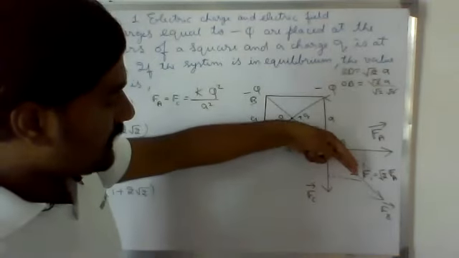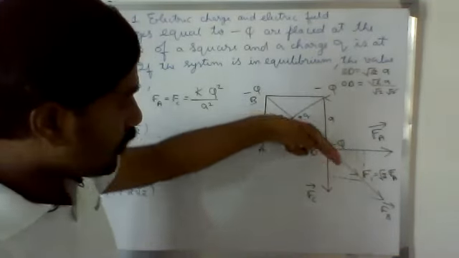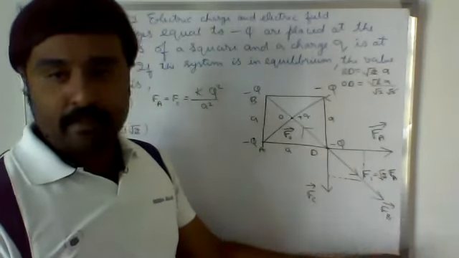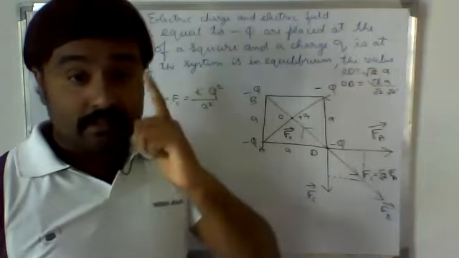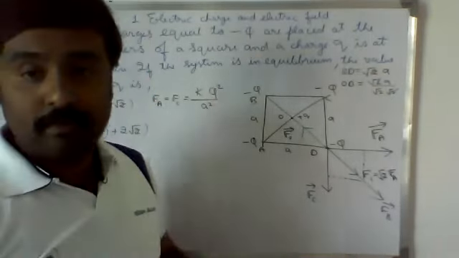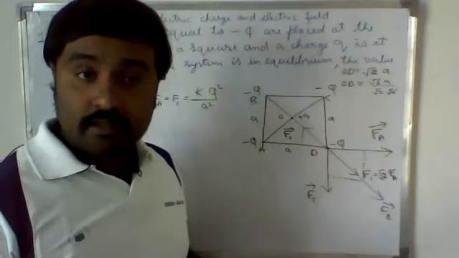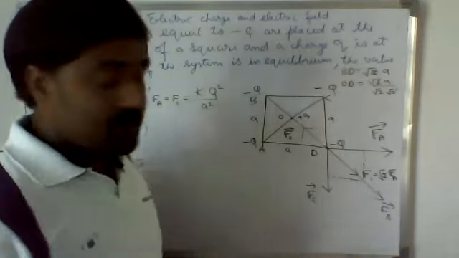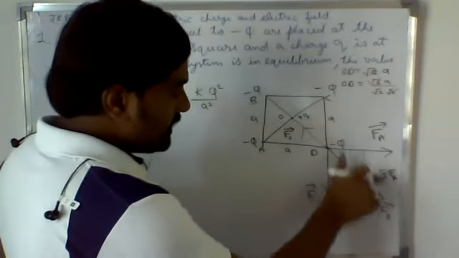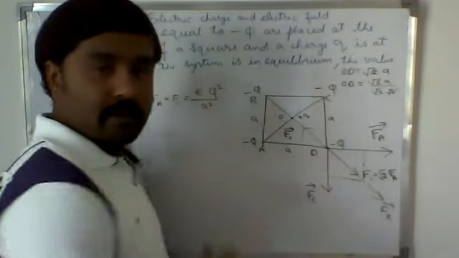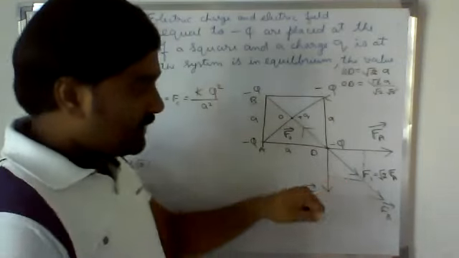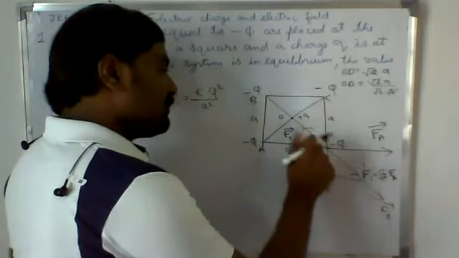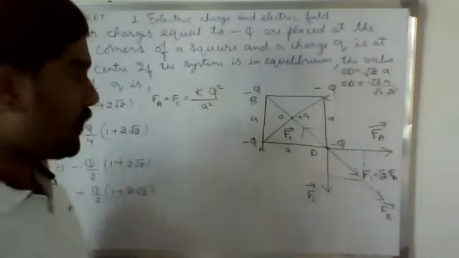Now see, F1 and FB are both in the same direction. What is the resultant? F1 plus FB. That is exactly equal to F0, because the system is in equilibrium. The net force acting on minus Q is 0. F1 plus FB should be equal to F0 in magnitude, but the direction is quite opposite. The net force acting on minus Q at point D is equal to 0.